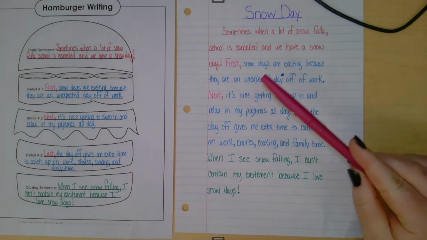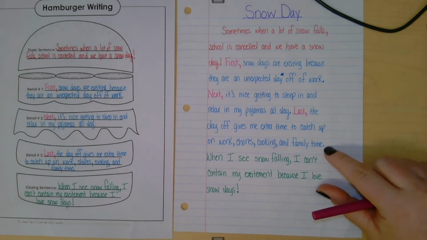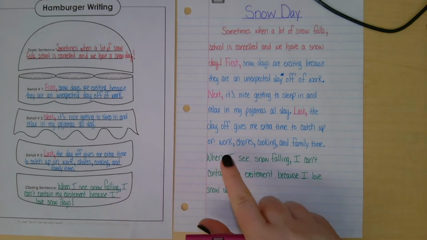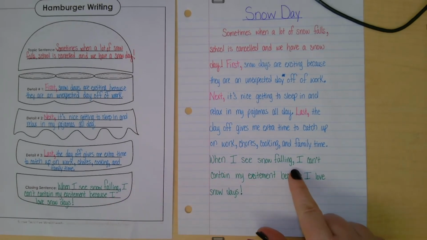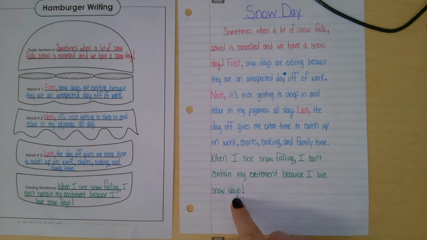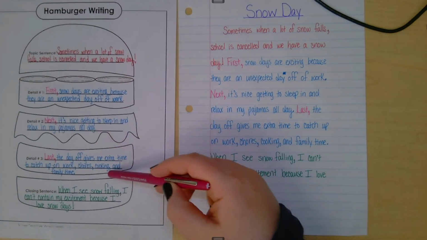My 3 transition words are in pink. Now I've written all the way to the margin, so I have to go to the new line. And that's when I'm just going to copy my closing. When I see snow falling, comma, I can't contain my excitement because I love snow days, exclamation point. And that's it, folks. That's how you write your rough draft. There shouldn't be any new things that you need to add to it because you're copying from here.